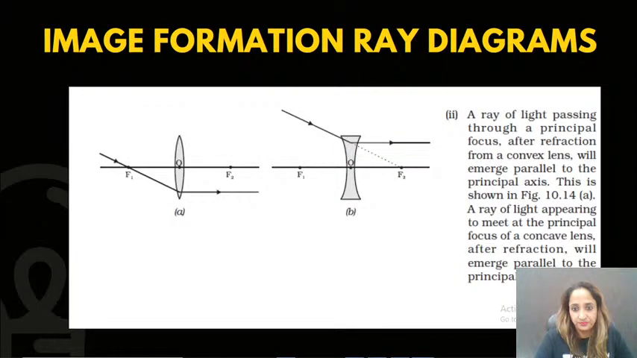If the ray is passing through the principal focus F1, then after refraction it will go parallel to the principal axis. Do you see? It is entering from the principal focus F1, and after refraction it is going straight, parallel to the principal axis. Similarly, this is what is happening in the case of the concave lens. We just have to extrapolate it, we just have to imagine it.